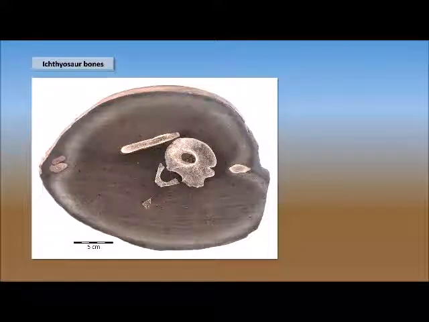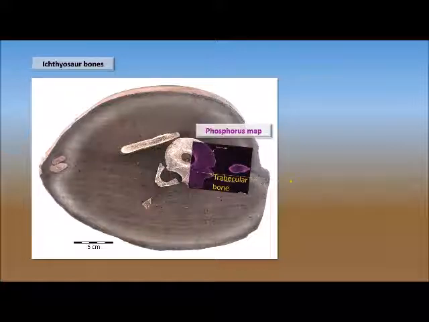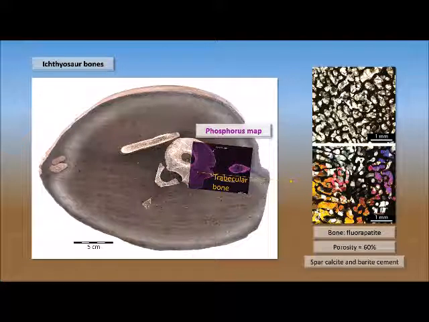First off, we looked at the elemental distribution of the phosphorus, because we know that bones, if they are well preserved, will still have some phosphorus and some kind of apatitic or fluoroapatitic mineralogy. And here we see that the phosphorus in pink is very well associated with the bone.